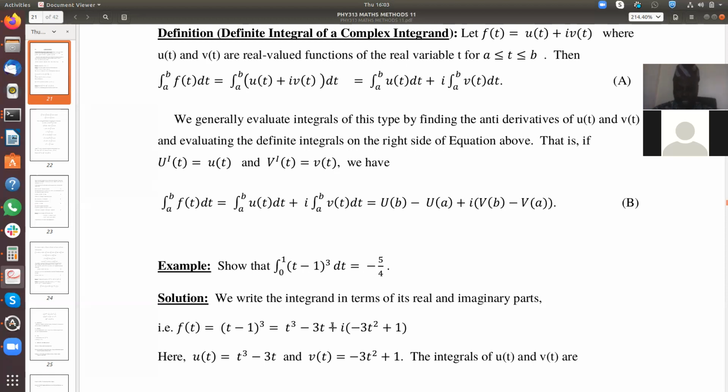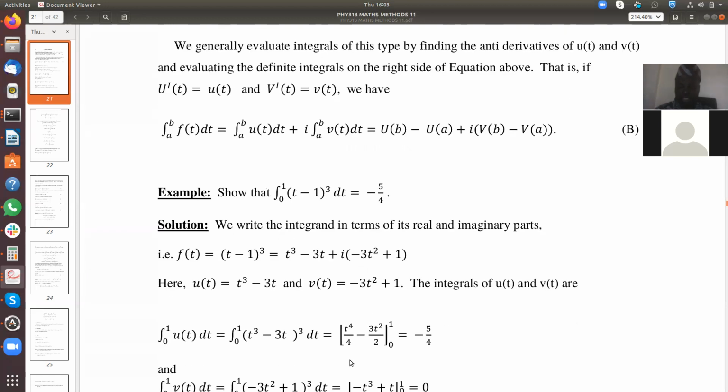So now we can classify them into u of t and v of t. The ones without i, put them together, which is this, and the ones with i, put them together. So the whole of this now is our u of t. That's why you have this. And the whole of this is our v of t. Now, the integrals of u of t and v of t are now this, because this is the limit from 0 to 1. So from 0 to 1 of u of t, this is our u of t.